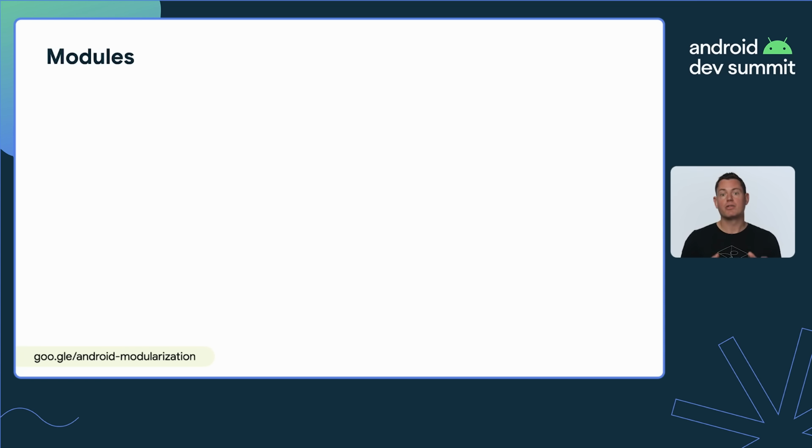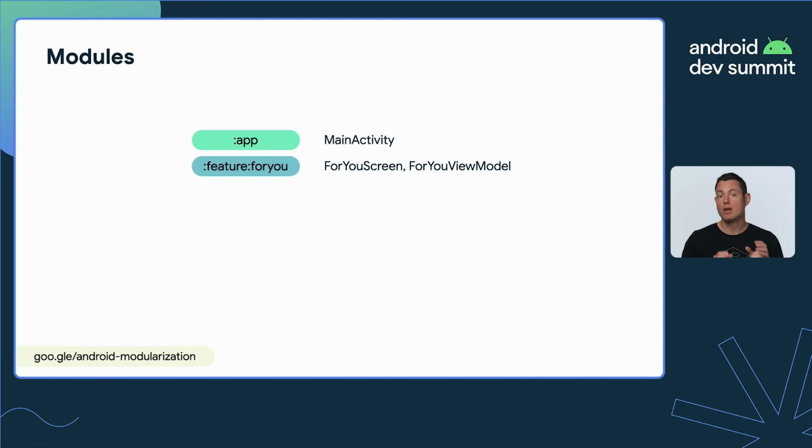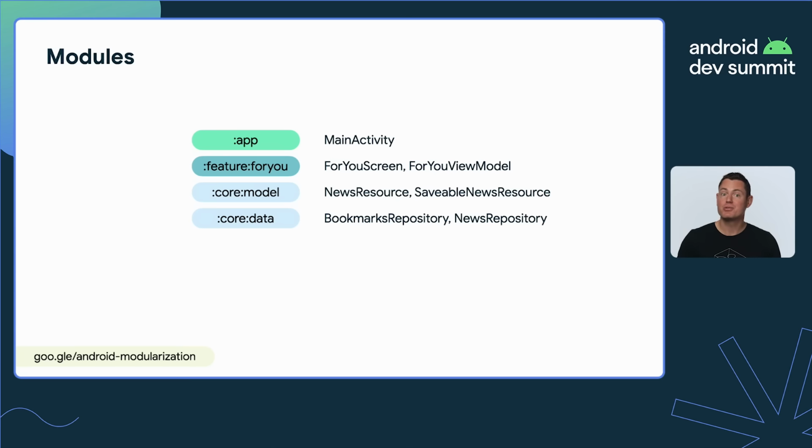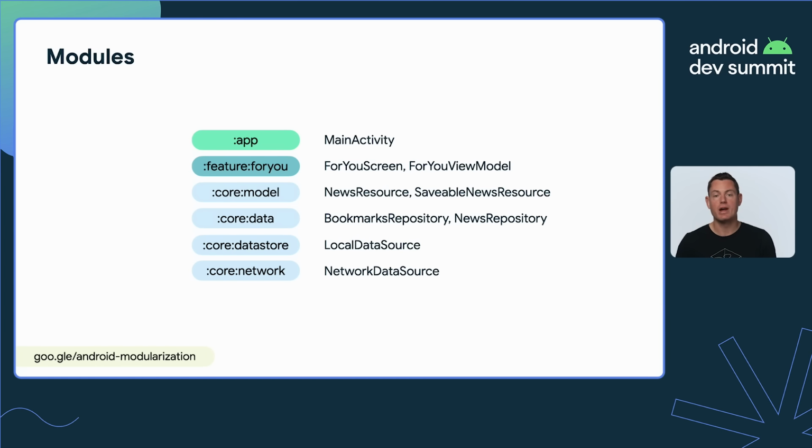Let's figure out where our classes should go. Our main activity goes into our app module. Classes which are specific to the ForU feature are moved into the ForU feature module. Data classes, which are used by other modules, are moved into the core model module. Repositories go into core data, classes associated with local storage using DataStore move into core datastore, and network classes move into core network.